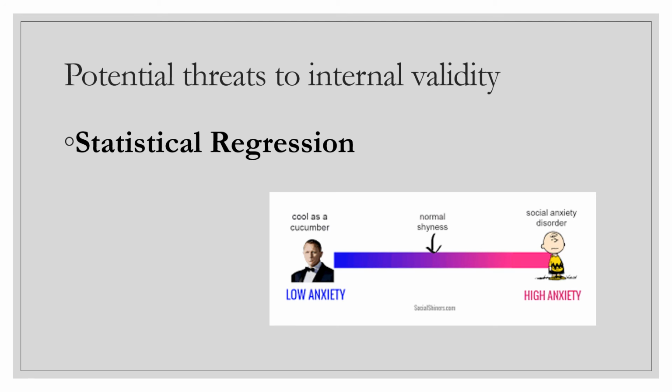The fifth threat is statistical regression. People who score extremely high or low on a measure at one time are likely to score in a less extreme manner on the same measure at a later time. That is, extreme scorers tend to drift towards more average performance during a subsequent measure.